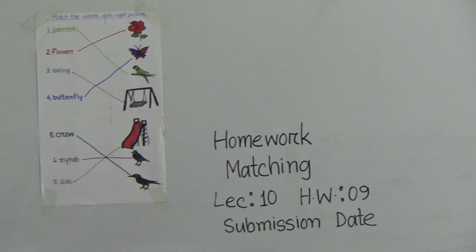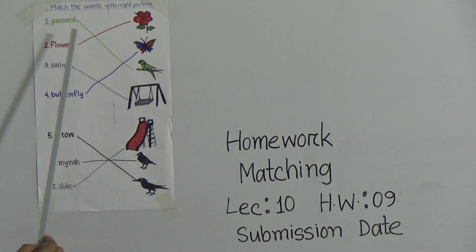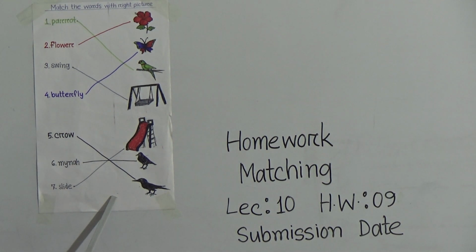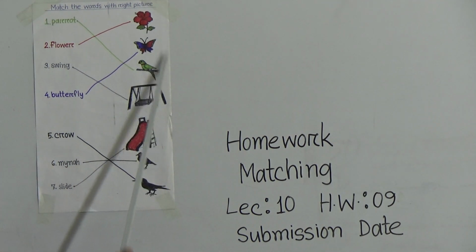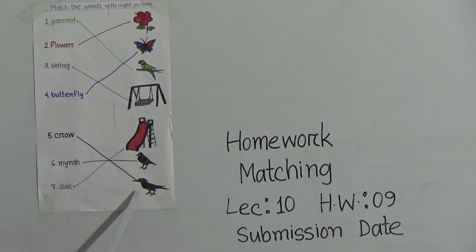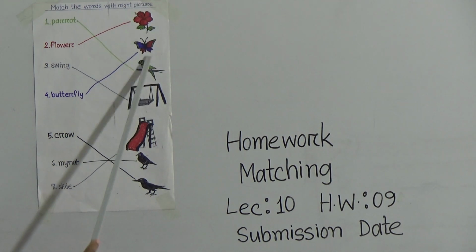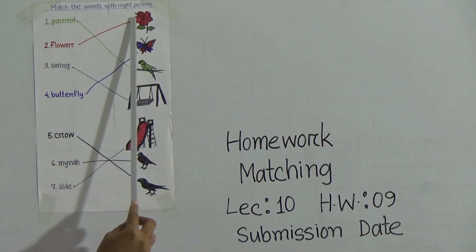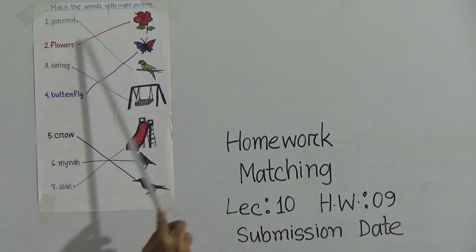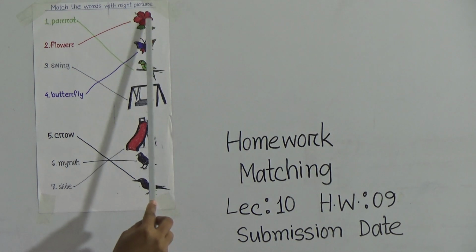And another thing I want to clear that in your SW copy, at one side you will write these words and another side, if you can draw this, please draw the pictures, and if you can't, then write the names. Like I am showing you, if you can't draw the flower, please write here flower and you will match flower with flower.